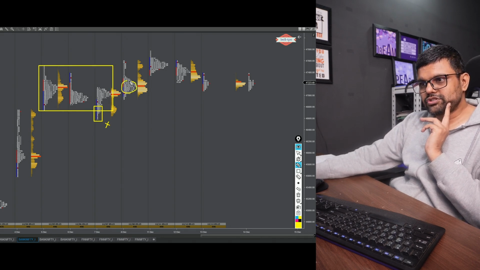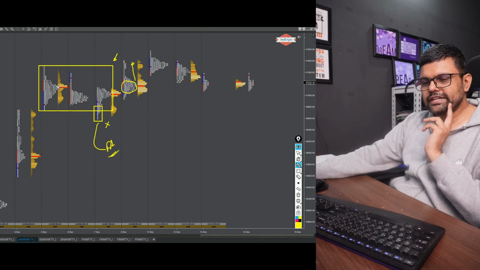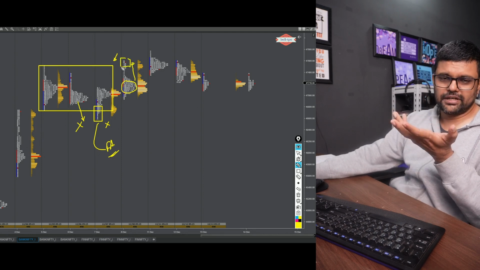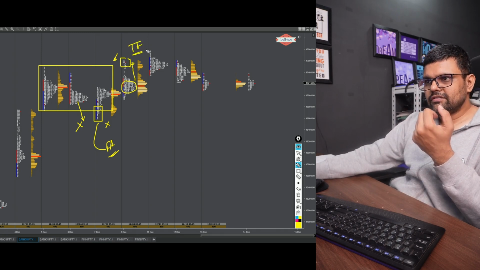Then what happens? We consolidate some more and then we go towards the opposite end of the range. This is a failed auction. So what it tells me is that the market tried to auction lower, did not uncover new supply. Buyers came in, pushed the auction higher, and now we are going towards the upside. How far will this continue? It depends on trade facilitation.